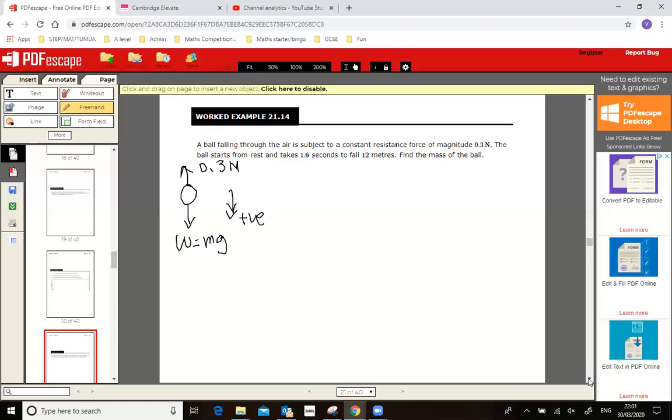All right, so now let's use Newton's second law, F equals ma. Now, what is our resultant force? Our resultant force would equal the weight take away 0.3. And the reason why it's take away 0.3 is because we're adding a negative 0.3 Newton, which means it's taken away. So let's write this down. So we have mg minus 0.3, and that equals ma.